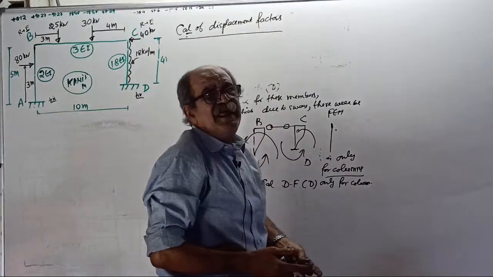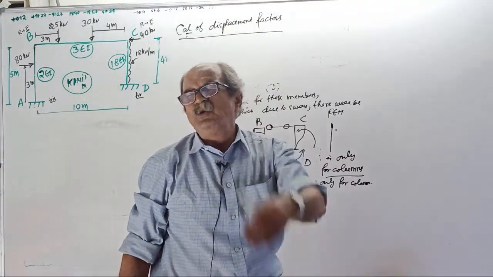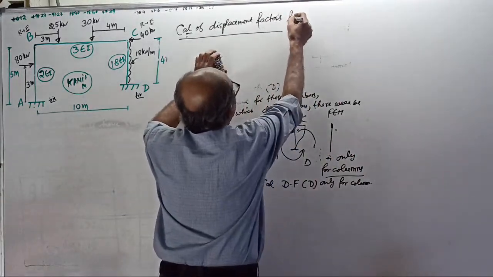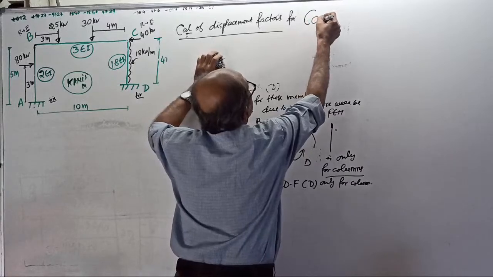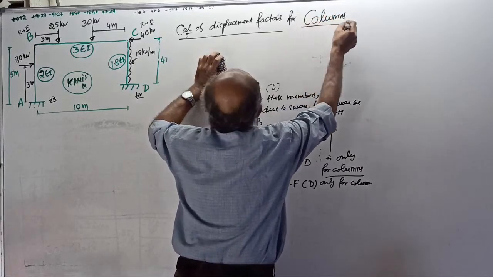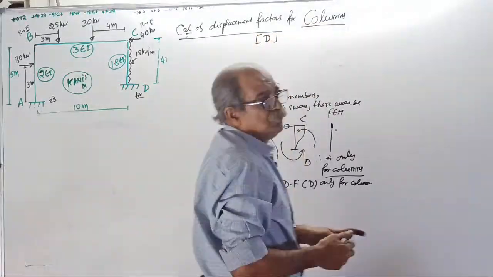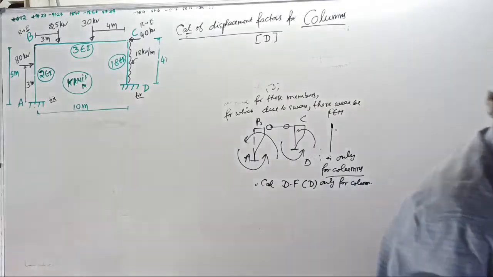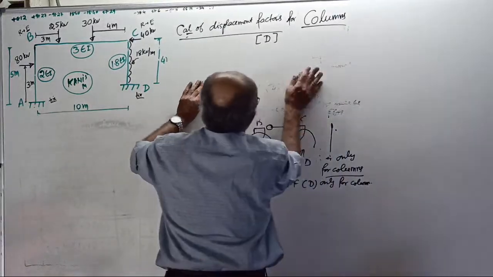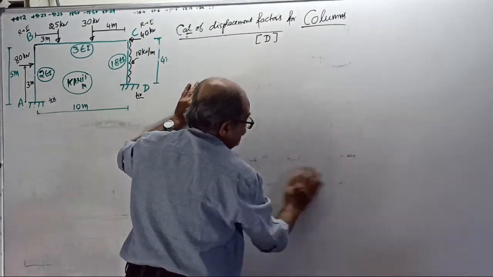Once I explain thoroughly this class and next class and close, you can do any problem then. Displacement factors for columns. Clear? The symbol is D. Displacement factor for columns. Now start. How to calculate? It is completely new to you, so I won't ask for the equation.